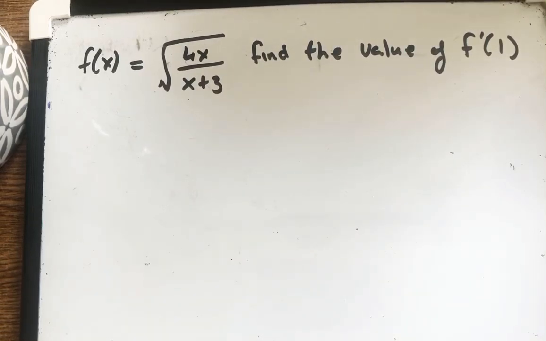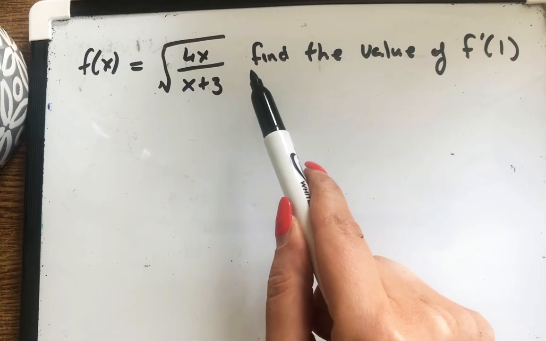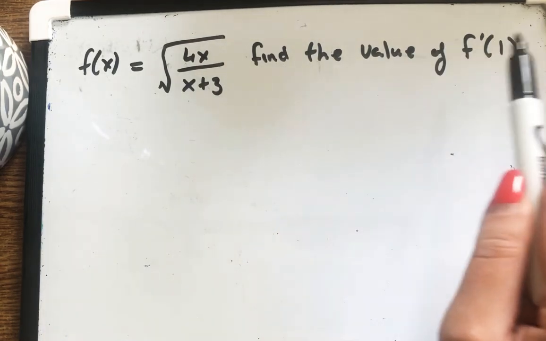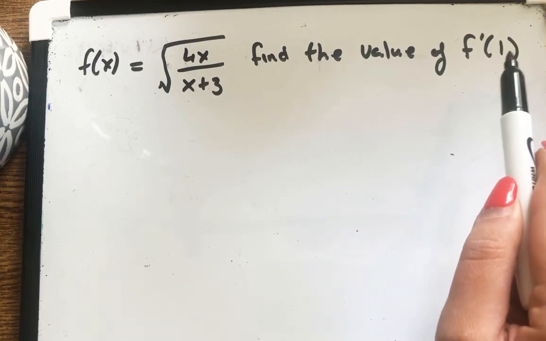We're still focusing on differential calculus, and in this question we have the function f of x is equal to the square root of 4x over x plus 3, and we're asked to find the value of f dashed of 1. So we're going to differentiate and then put in a value of x. In this case it'll be 1.